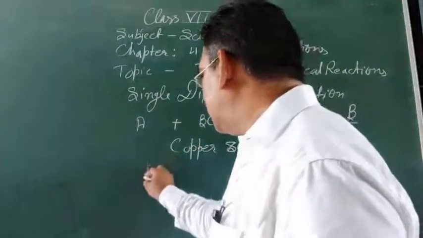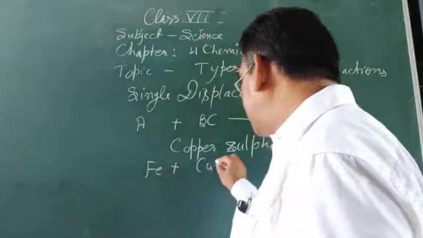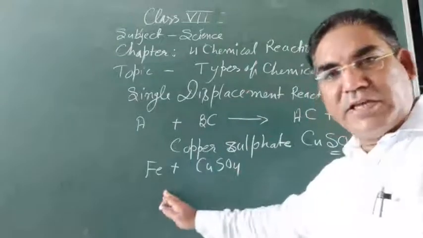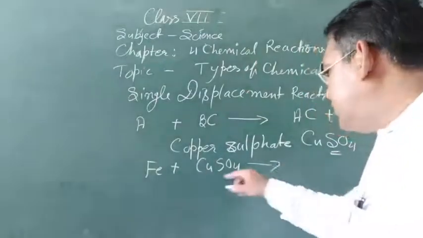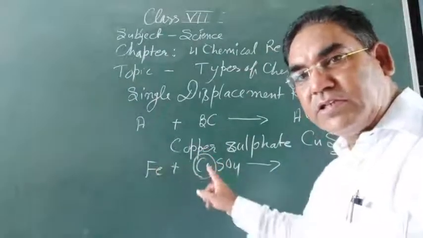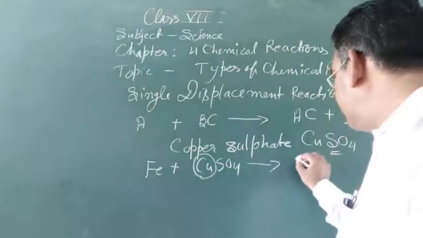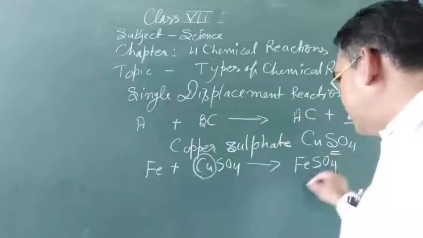In this reaction, iron is more reactive. It reacts with the copper sulfate. Iron is more reactive, so it reacts with the copper sulfate and displaces the less reactive copper. So iron displaces the copper and produces FeSO4.